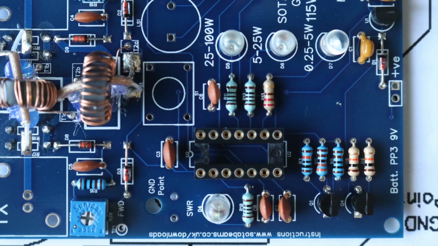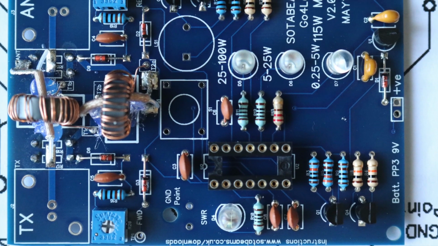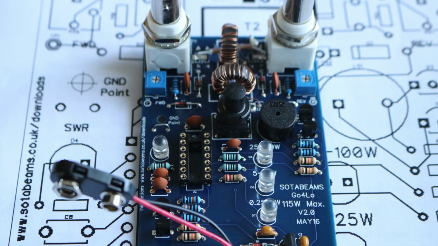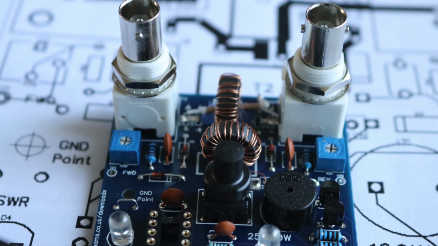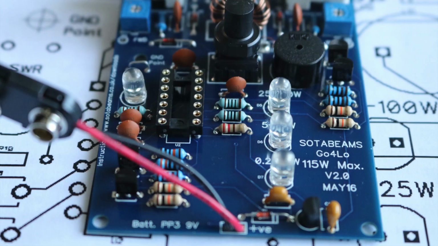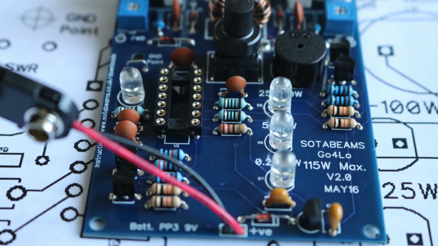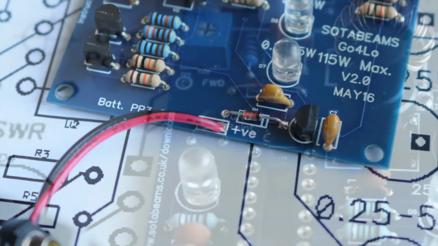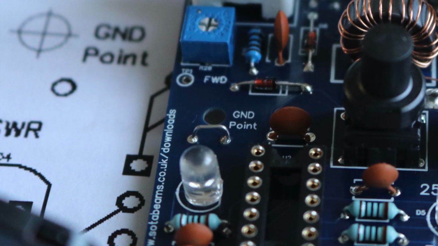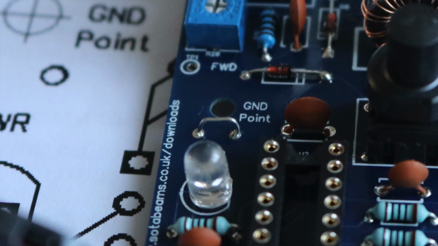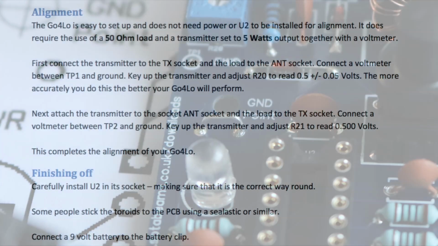Next I've installed the transistors and a single regulator. And finally, to finish the board, the rest of the hardware. So the 2 BNC sockets, the on-off switch, and the little sounder. And not forgetting, of course, the PP3 battery connector. I also installed a little wire loop where it says ground point on the board, just to make it a little bit easier when it comes to testing and setting up the SWR meter.